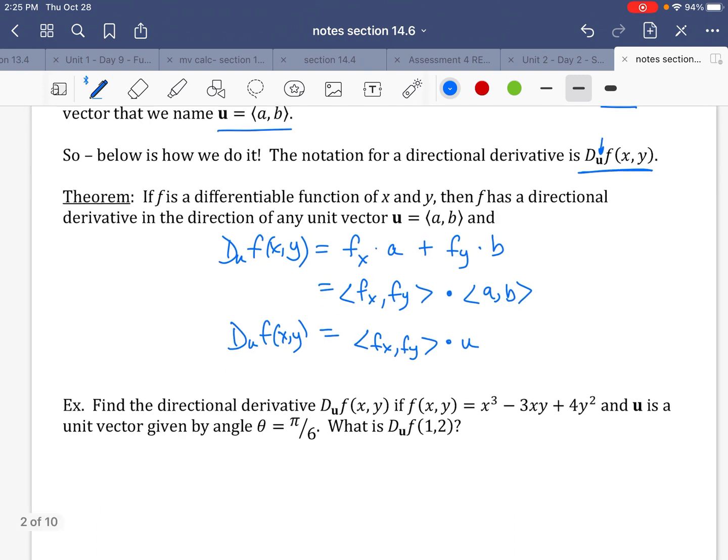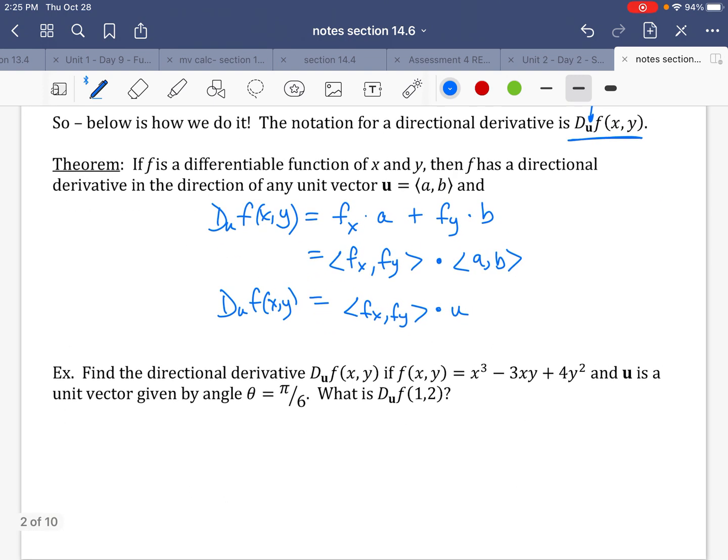All right, so we're going to go ahead and do that work down here. If I want my directional derivative at the point (1, 2), I'm going to need my f_x and my f_y. For f_x, here's my function: I get 3x squared, the 4y squared goes away, and the derivative of the middle section would be negative 3y with respect to x. For f_y, the x-cubed term goes away, the derivative of the middle section is negative 3x, and then plus 8y. We have to do these at the point (1, 2).